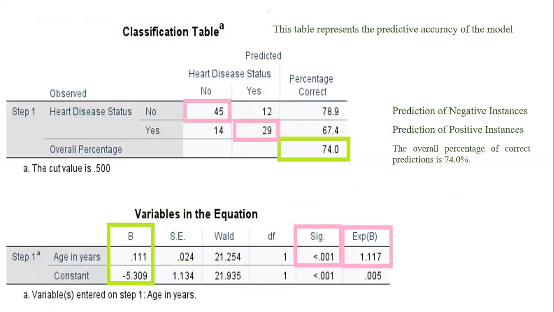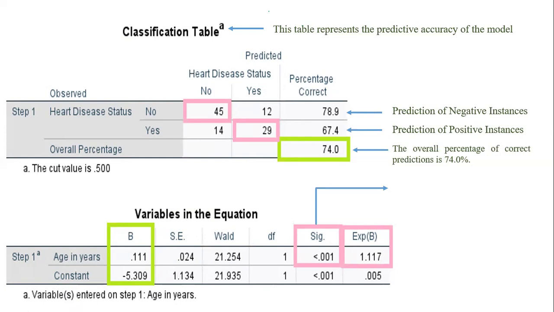Then you can see the classification table. From the classification table, you need to consider the overall percentage, which is basically indicating that your model is 74% correctly predicting your dependent variable. So prediction of negative instances 78.9, prediction of positive instances 67.4, while the overall percentage of correct prediction is 74%. So this is a good prediction as per the model.